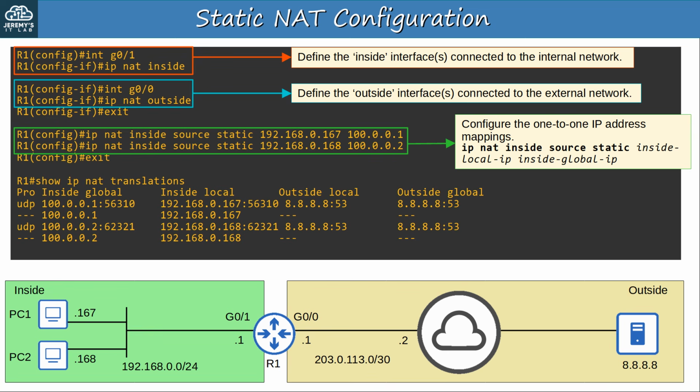Note that because these are public IP addresses, to use them, you have to actually own them. They must be registered to you or your company. You can't just freely use any public IP address you want, like you can with private IP addresses.